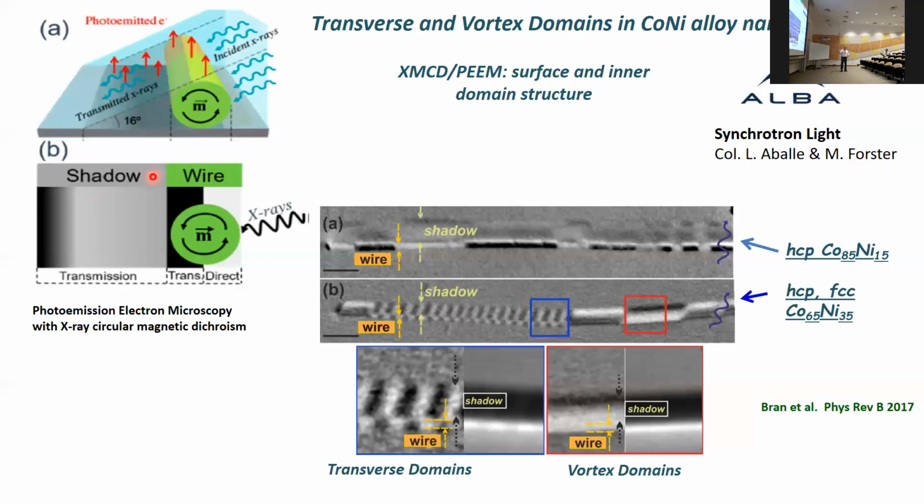For example, for this composition, we get a very peculiar domain structure. Here we have a multi-domain structure where the domains are transversely oriented, not only in the external part, but also inside the nanowire. But here we have a completely different contrast. The interpretation of this contrast is that we are dealing with a magnetic vortex. We have here two vortices with opposite chirality. We can observe experimentally this configuration of magnetic moments inside the nanowire, which I wanted to emphasize.